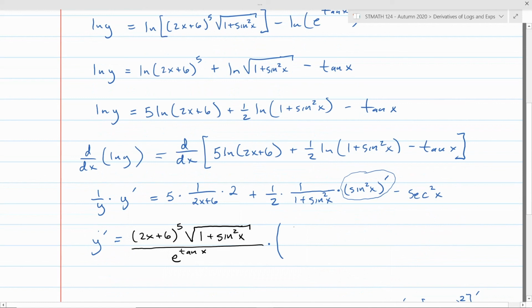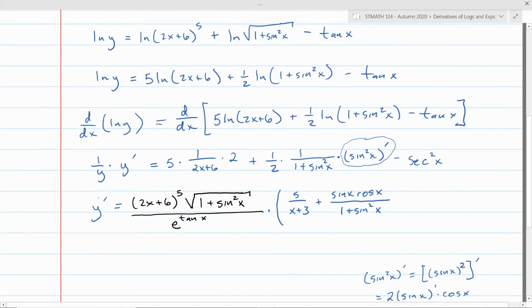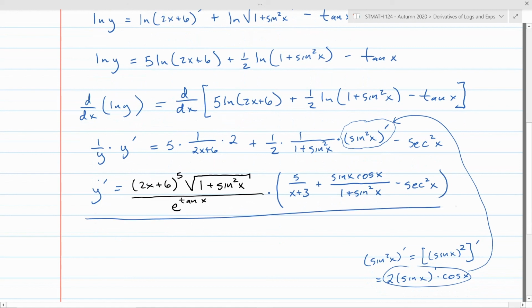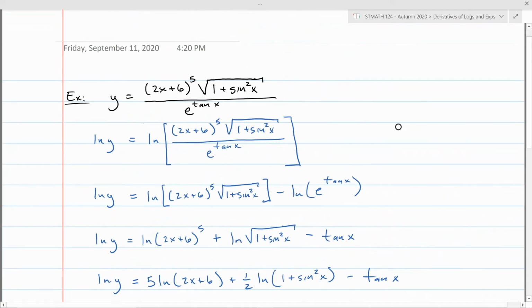if I simplified a little bit, I'd have 5 over x plus 3 by canceling off the 2. And then on the next term, I'm going to have sine x cosine x over 1 plus sine squared of x. Again, I had a 2 and a 1/2 cancel, because I was putting this 2 times sine x cosine x here, and then the 2 and the 1/2 canceled. And then I got that secant squared of x, and that's your answer. All that. And this term here in black was the y. Whenever I multiplied both sides by y, I just got what y was from the very beginning. y equals all that mess, and so I just substituted it in.